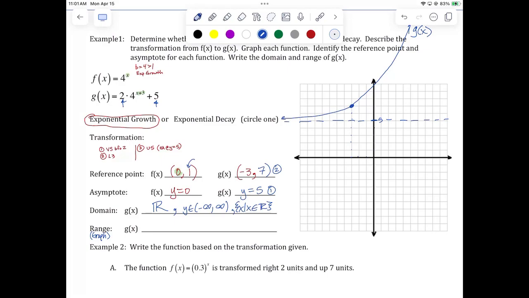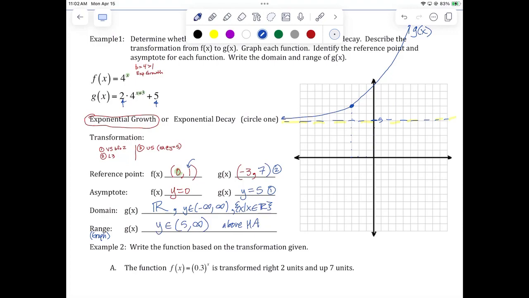Does it live everywhere greater than 0? The range is always going to come down to the horizontal asymptote. It's either going to be above the horizontal asymptote or below the horizontal asymptote. So y is in parentheses 5 to infinity, which is above the asymptote.